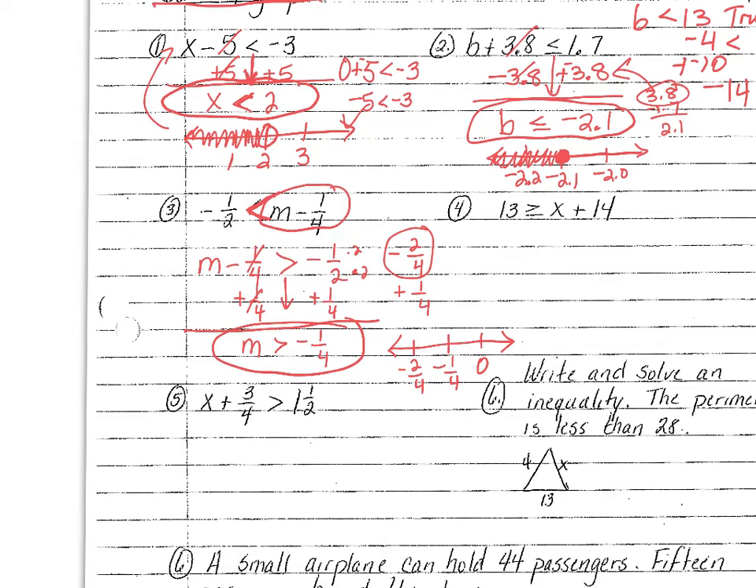Open circle because it doesn't have the equal sign. And this says any number greater than, so we're going to shade to the right.